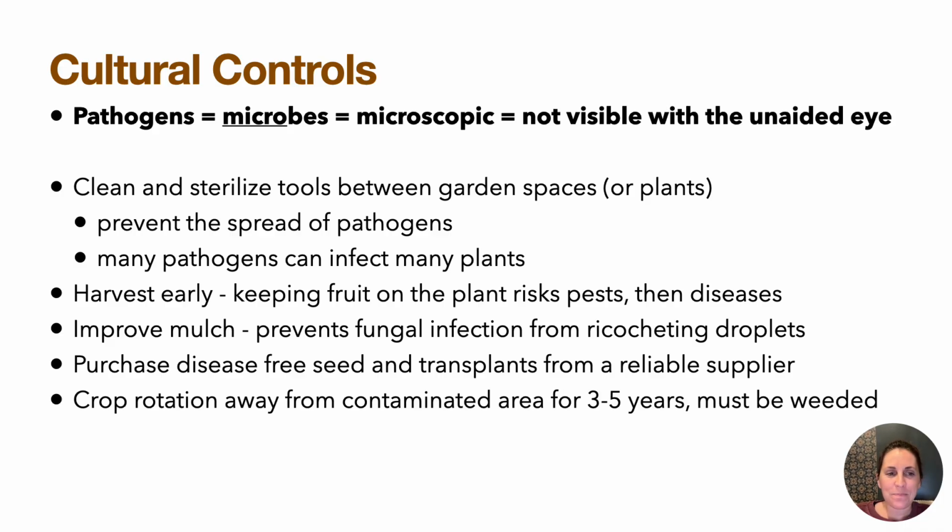All right. So another cultural control would be something like crop rotation, and this would be rotating crops away from a contaminated area for 3 to 5 years, noting that that area must continue to be weeded. And so with crop rotation, we talked about it a bit with brassicas and tomatoes, but many annual plants like that would benefit from crop rotation.